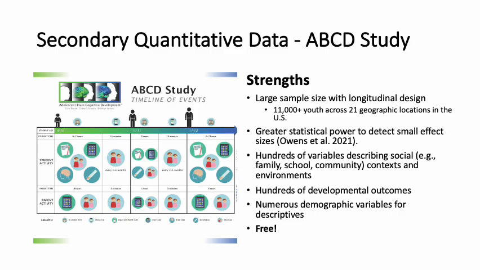Now, let's talk about some of the strengths of using a secondary quantitative dataset like the ABCD study. The ABCD study happens to be a very large secondary quantitative dataset. So there's a large sample size. We're following over 11,000 youth across 21 sites in the United States. This gives us greater statistical power to detect smaller effect sizes where other studies may be underpowered to be able to detect these smaller effect sizes, especially when it comes to development.